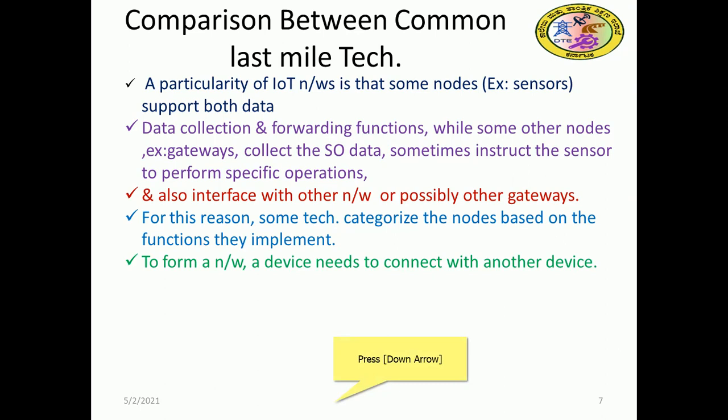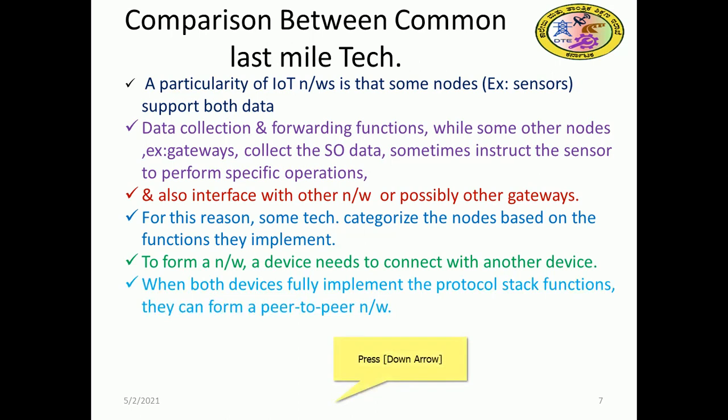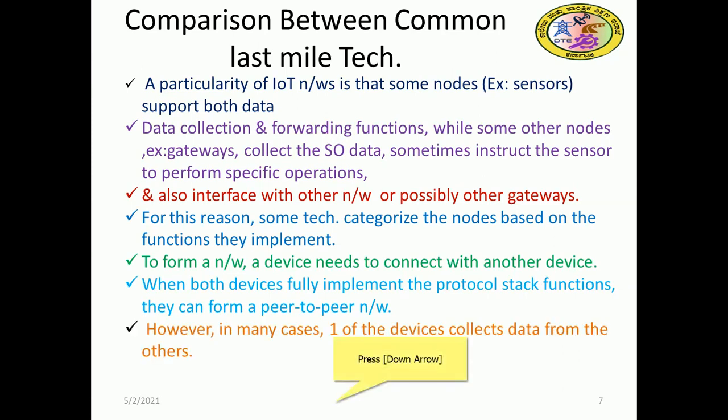So to form such a network, a device needs to connect with another device. When both the devices fully implement the protocol stack functions, they can form a peer-to-peer network. However, in many cases, one of the devices collects the data from the others also.